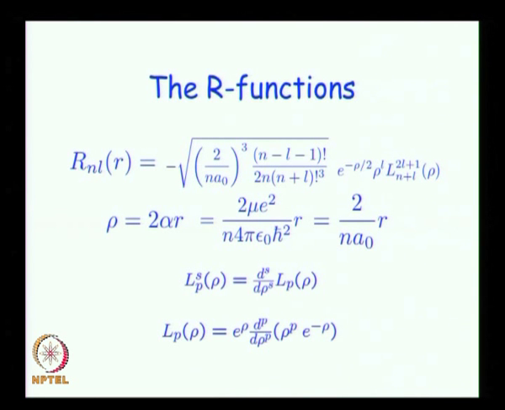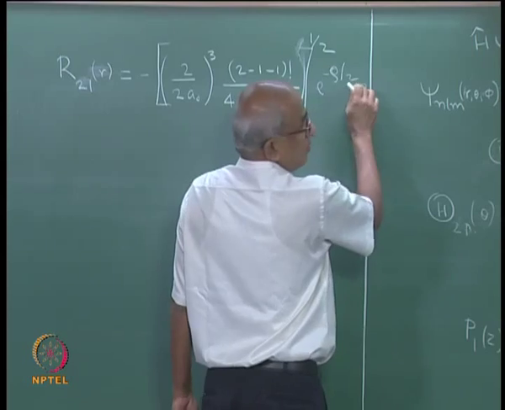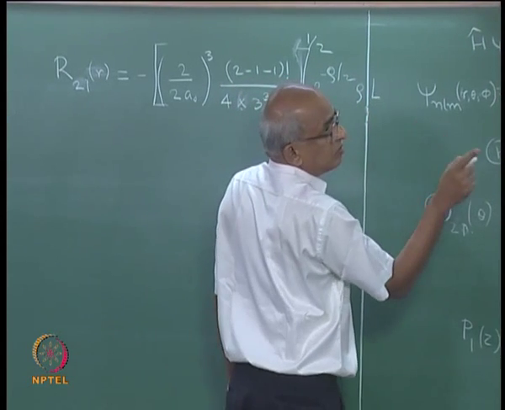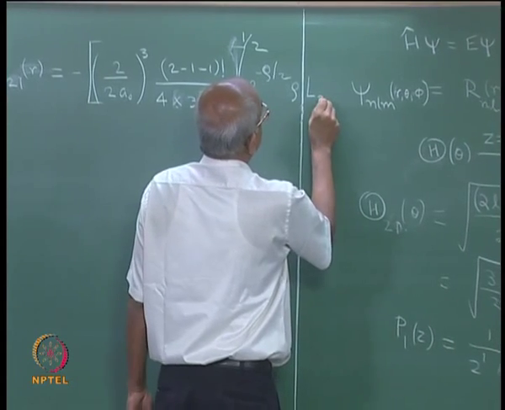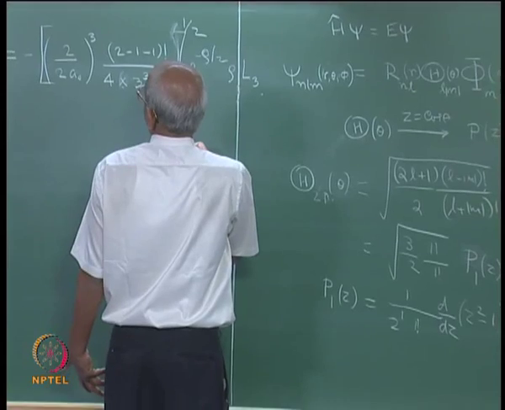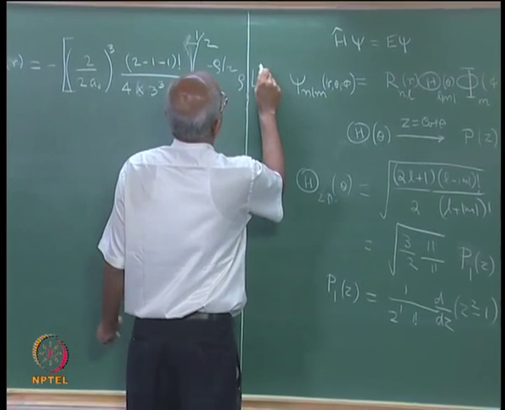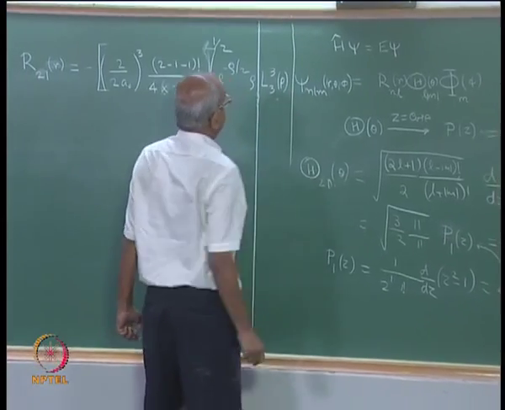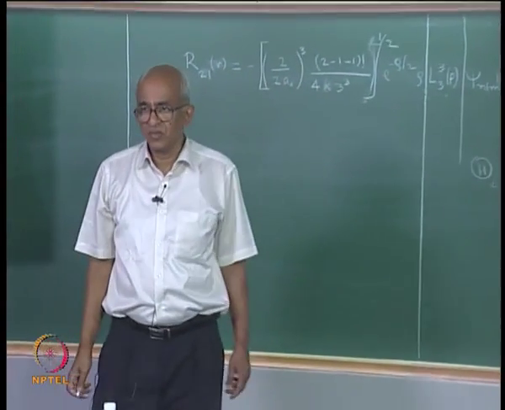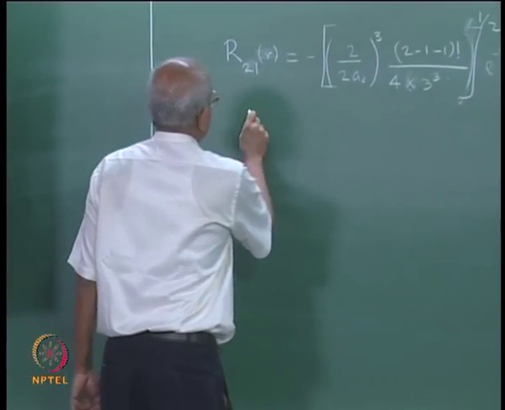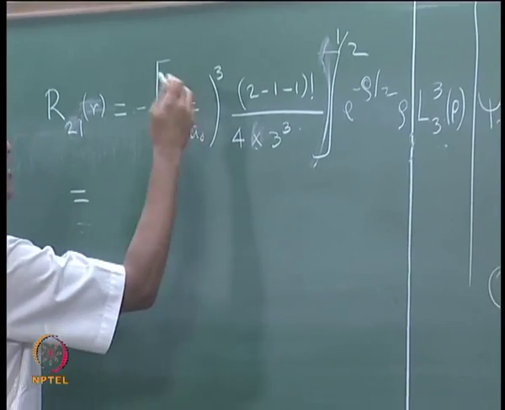And then what would I have left? I would have e to the power of minus rho by 2, rho to the power of L, where L is 1. So, rho, capital L 3, and 2L plus 1 is how much? 3. So, that is my function. What does it work out to be?